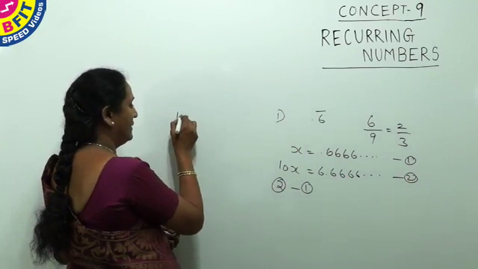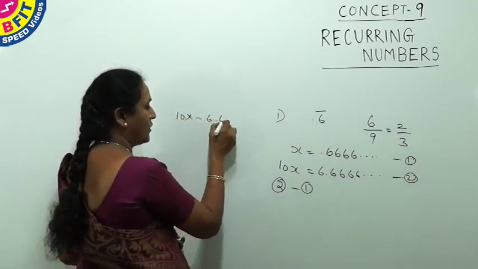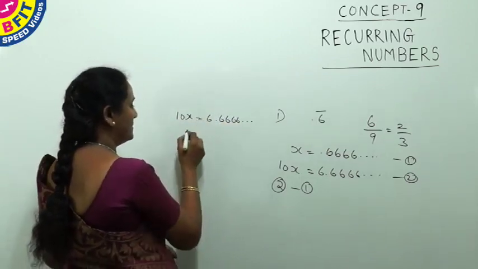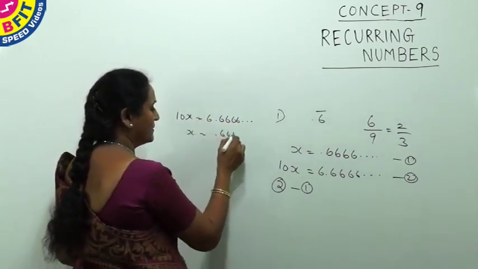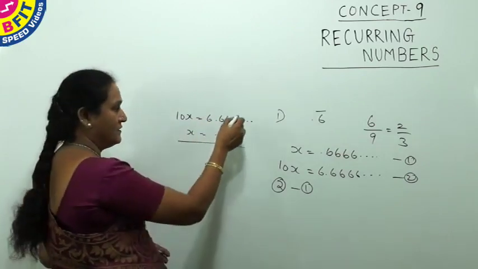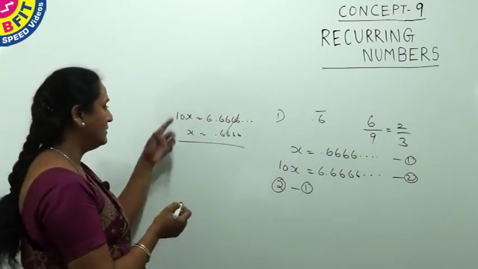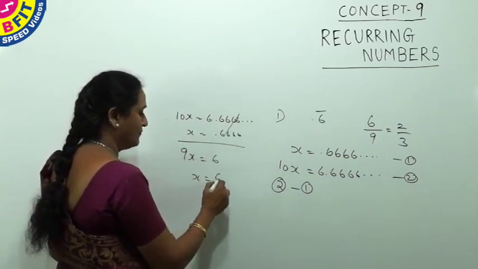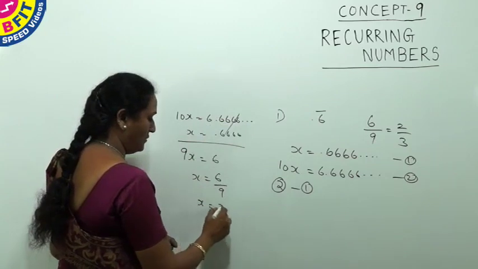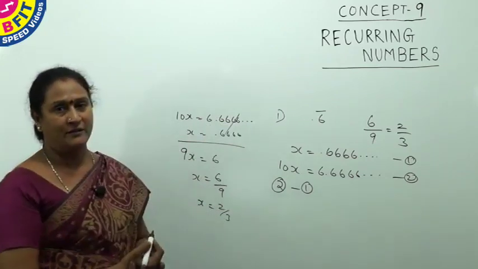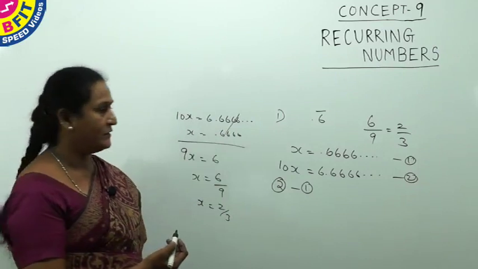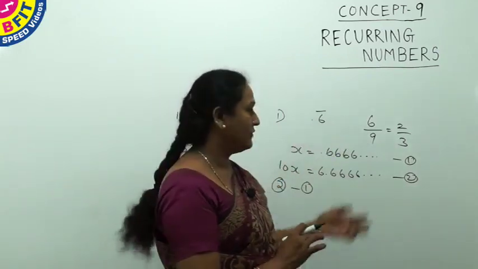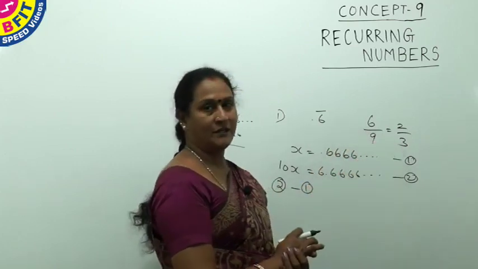Here it is 10x equal to 6.666 recurring, and the first equation is x, which is 0.666 recurring. When we subtract this, the decimal part gets cancelled. So 10x minus x is 9x, which is 6. So x is 6 by 9 and the value is 2 by 3. Instead of doing all this, if you have a number like 0.6 recurring, divide by 9 and we get the answer 2 by 3.